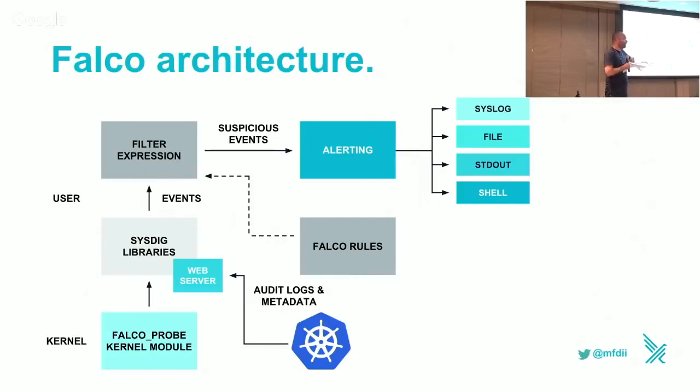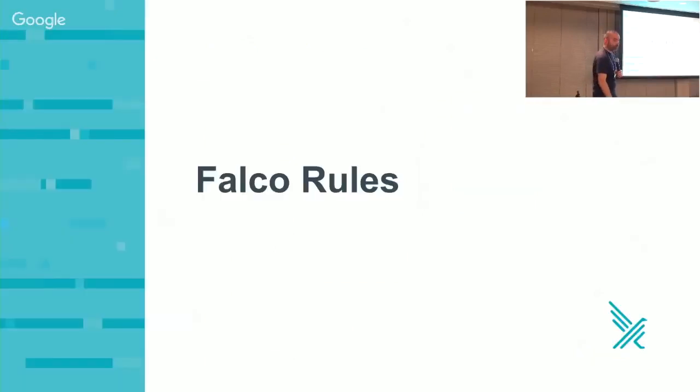And you can configure your Kubernetes master or API server to send the events into our web server, and then you can write rules around those events as well. So you can do two different things. You can either trigger on Kubernetes audit events, or you can trigger on system call events, and I'll give you examples of both of those in a second. So let's look at the rules and how the rules work.